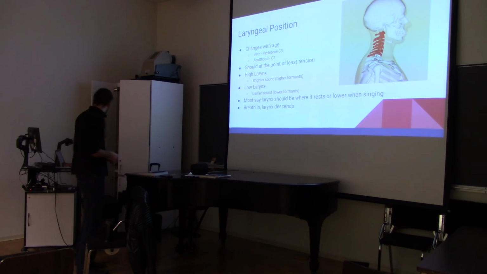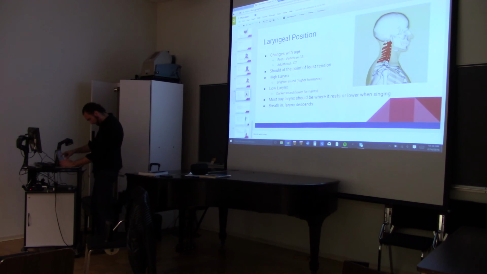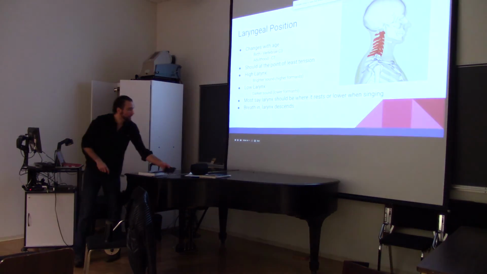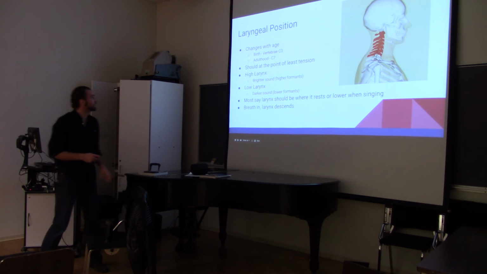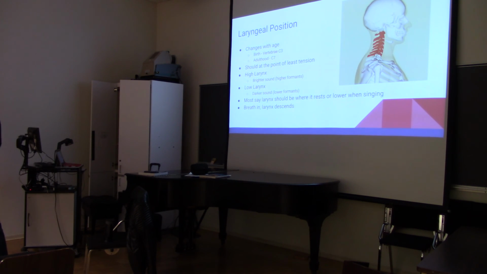Awesome. Let me see how many I got left. Alright, 2 minutes. Laryngeal position. It changes with age. We're talking about where our larynx is in our throat, okay? At birth, it's about C3 over here. In adulthood, it's all the way down to C7.